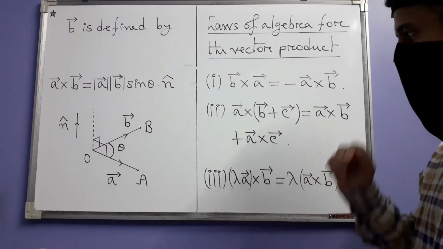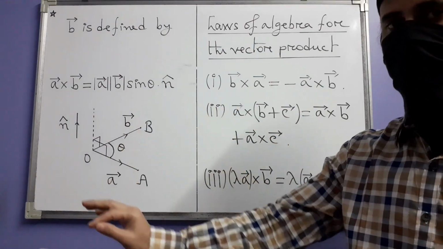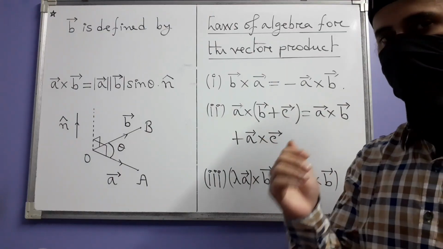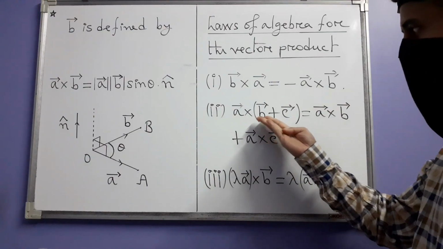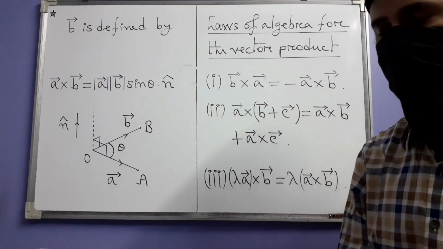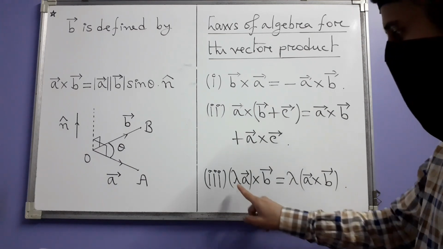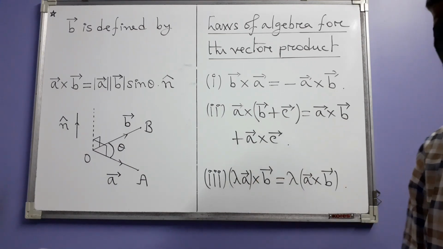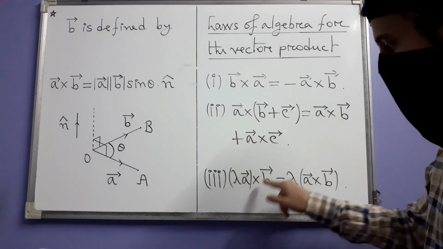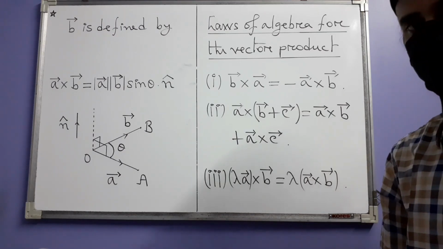The second one is distributive law, which is exactly like what we have also for the scalar product. There we had A dot B plus C equals A dot B plus A dot C. Here we have A cross B plus C equals A cross B plus A cross C, or A times C. And the third one is a kind of associative law involving scalar multiplication and vector product. Here you understand that this lambda is a scalar. Lambda A times B, or lambda A cross B, equals lambda times A cross B.